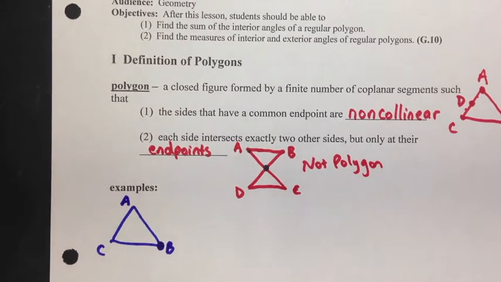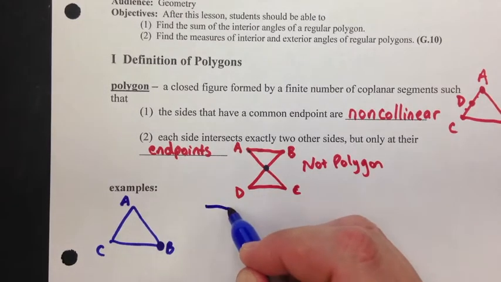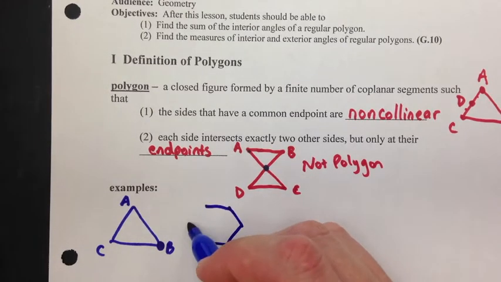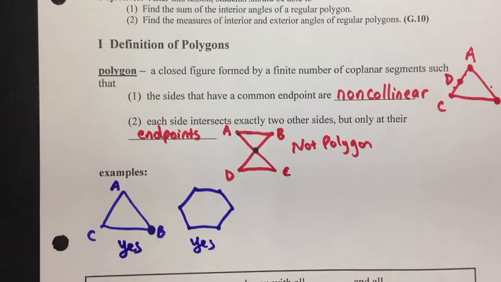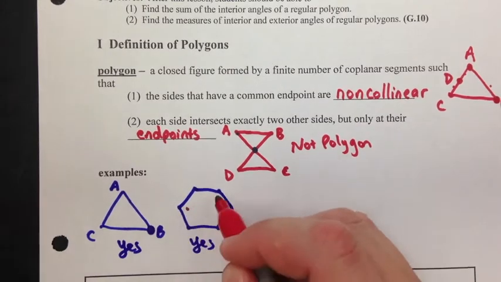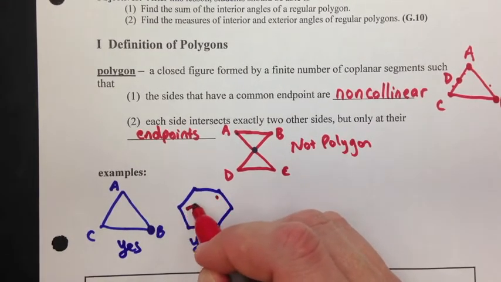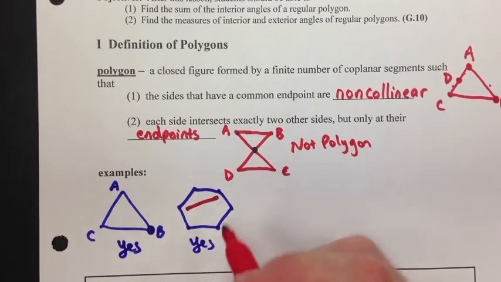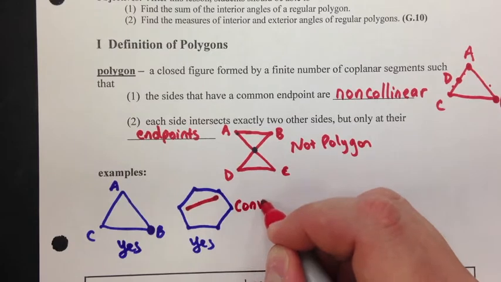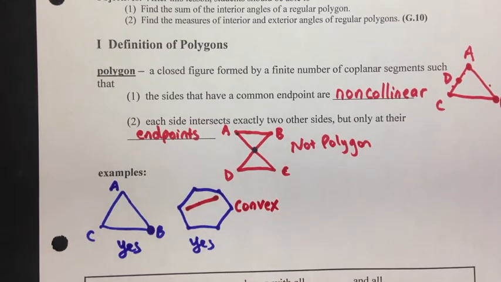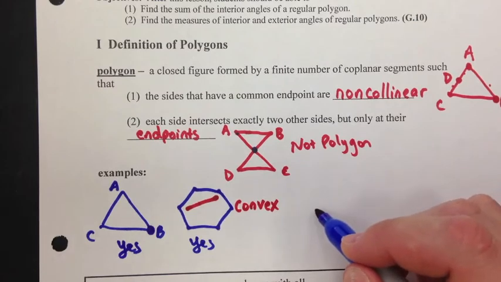Now, some other examples of polygons. One that you're probably familiar with, that's a hexagon right there. Yes, that's a polygon. Triangle, yes, that's a polygon. If I pick 2 points in this hexagon and connect them, notice that all the points on the segment are also inside the hexagon. We call that convex. That's a convex polygon.